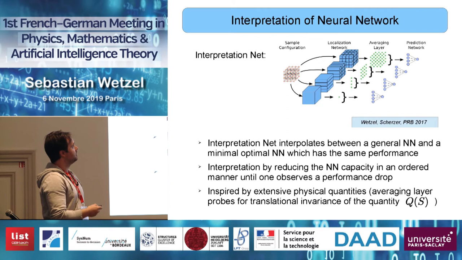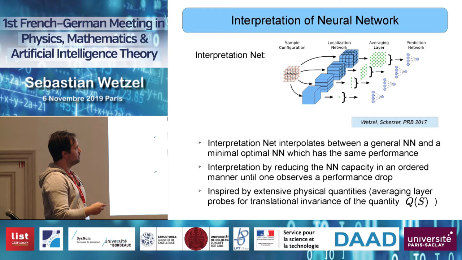This interpretation net starts with a sample configuration as input. The lowest neural network is the most general neural network that you can define. In this image, we test for a translational symmetry. So what happens is this blue box is a complete convolutional neural network.